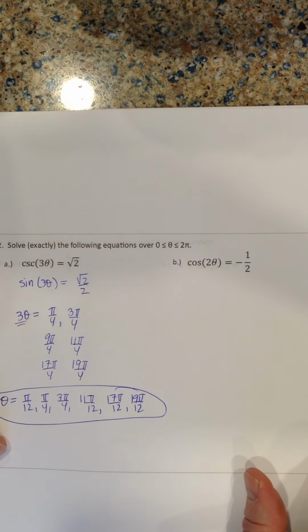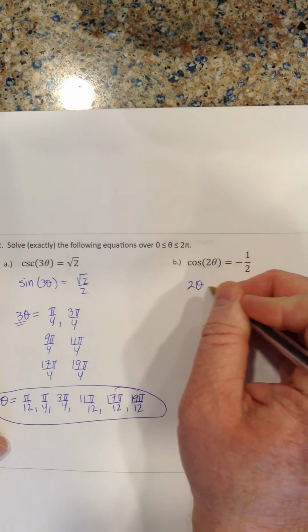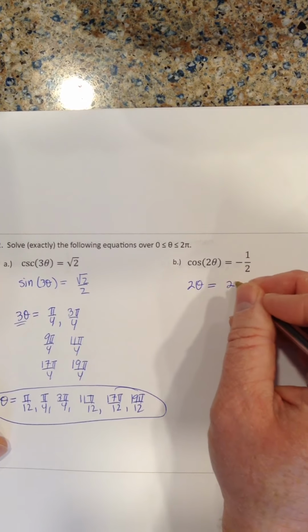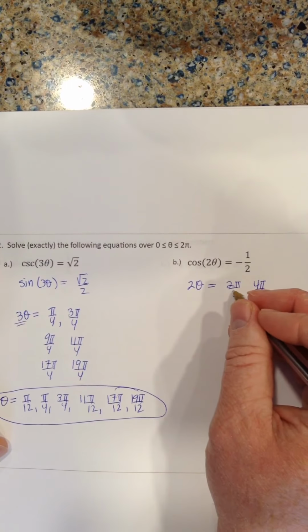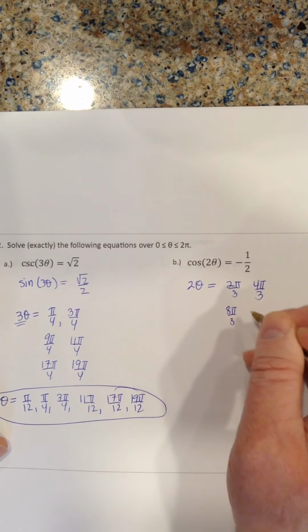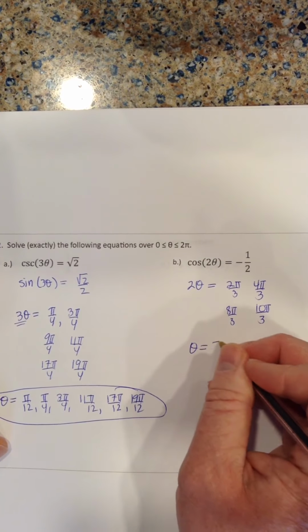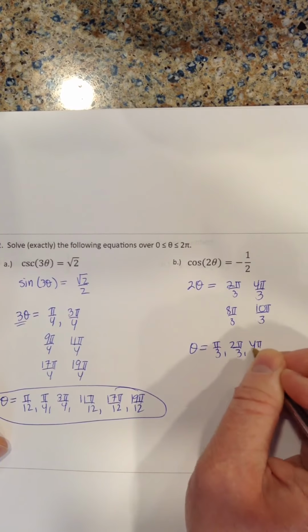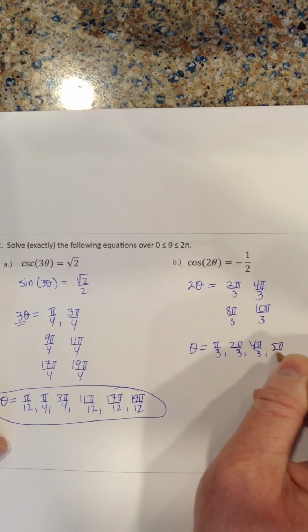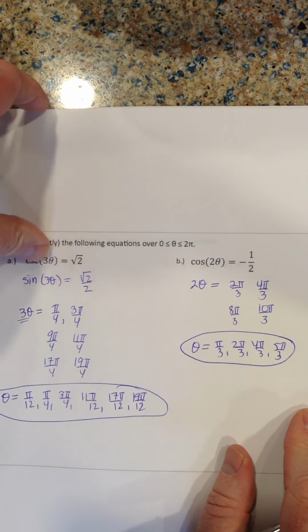Alright, letter B. So cosine of 2 theta equals negative a half. Well, where's that true? When 2 theta equals 2 pi over 3, 4 pi over 3, and I add 2 pi to that, get 8 pi over 3, and 10 pi over 3. Divide by 2, I get pi over 3, 2 pi over 3, 4 pi over 3, and 5 pi over 3. And all 4 of those values solve the equation.